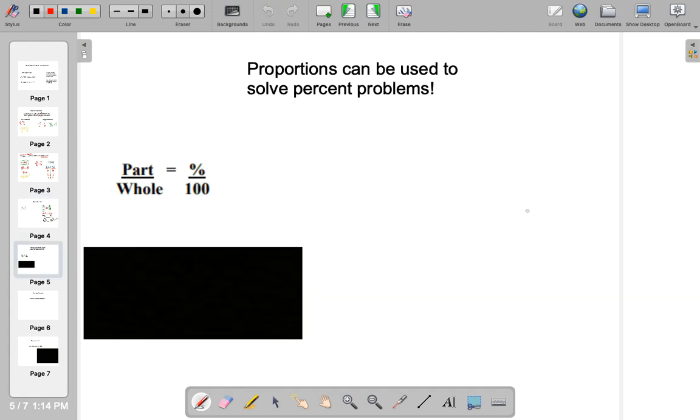Now, proportions can also be used to solve percent problems, which is really the major goal of this video. And before this point, you've probably seen something like either one of these. The idea that percent means per hundred. So one side of our percentage is something out of 100. Okay, that's what a percent means. But a percent also means a part of something out of the whole value.